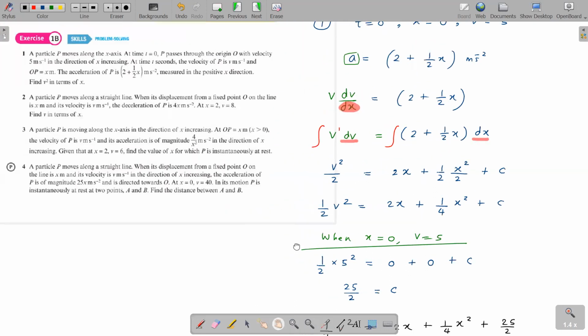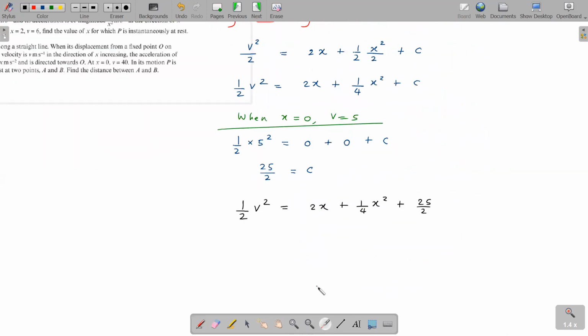Is this part we are supposed to find? No, they ask us to find v square in terms of x. How do I get v square? I need to remove the half. How do I remove the half here? Multiply the whole equation by 2. If you multiply the whole equation by 2, you can get rid of the half. So what do we get here? V square equals half into 2 is 4x. So 2 into 1 over 4 is half x square.